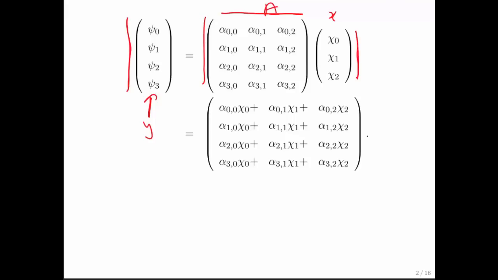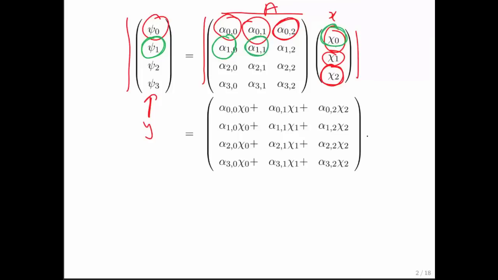And when you do the matrix vector multiplication, to compute the first component of y, you multiply this times that plus this times that plus this times that. To compute the second component, you do this times that plus this times that plus this times that, etc. So notice that the components are coming out right here.